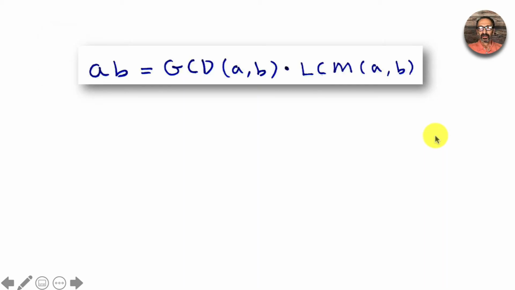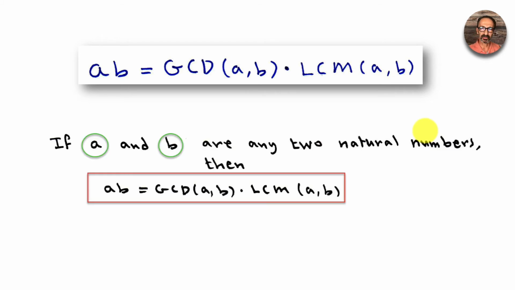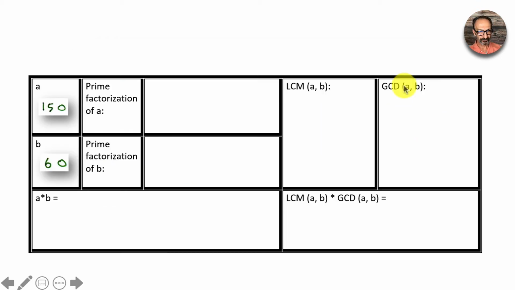Here's my third idea listed on the front slide. A times B is equal to the product of the greatest common divisor of A and B and the least common multiple of A and B. So you want to keep this in mind. We're going to use it as we go on. Now let's get into the examples.